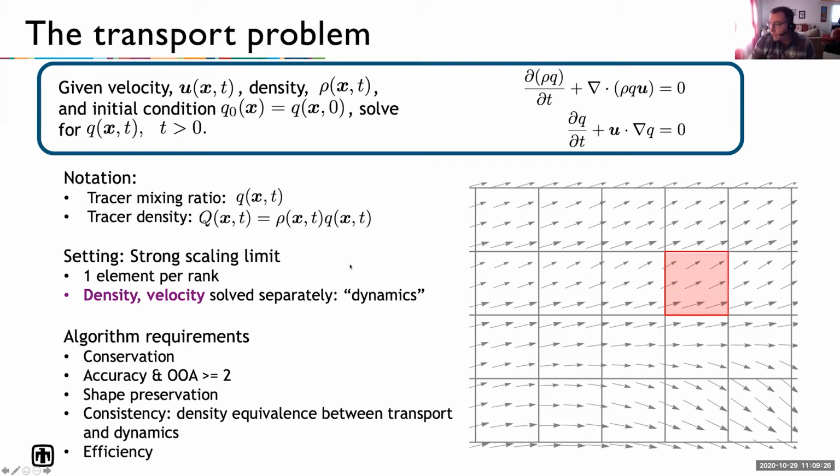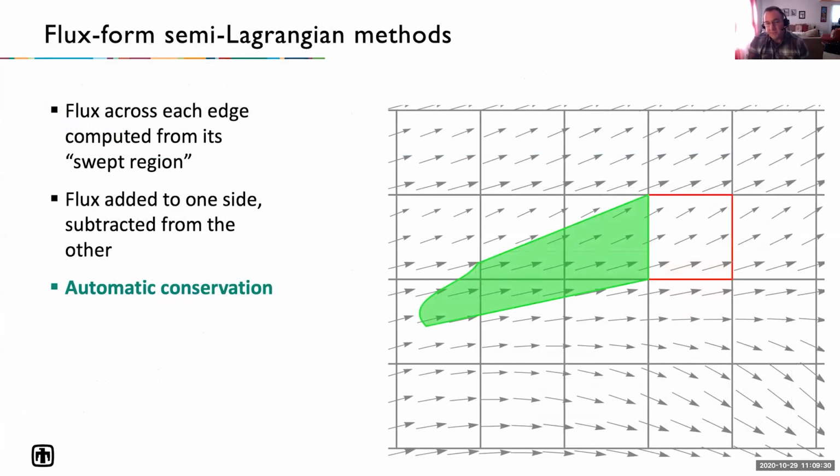So if you're familiar with semi-Lagrangian algorithms, there's a very popular form of them called flux form methods, and they're very good. They succeed at increasing the time step, and since they're a flux form method, they are automatically conservative. Because no matter how you compute the flux, you add it to one side of the edge and you subtract it from the other, so it's automatically mass conserving.